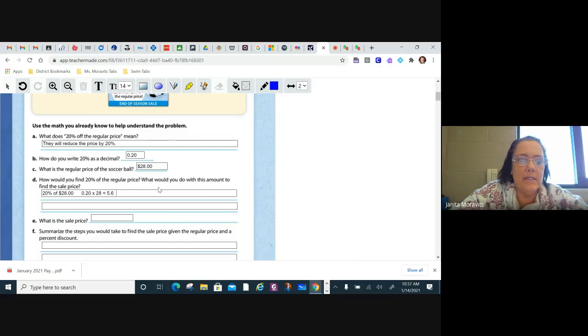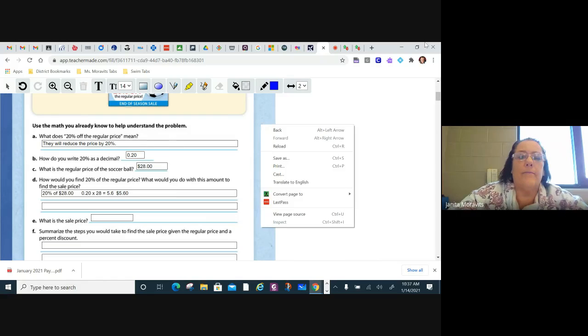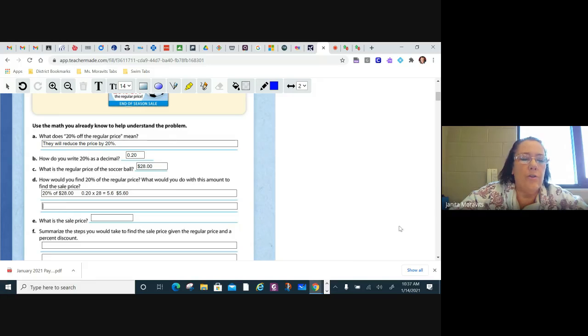So 5.6 is the same as $5.60. That is 20% off the price. What would you do with this amount to find the sale price? Well, to find the sale price, you take the original amount, which was $28, and we're going to subtract the amount of $5.60.